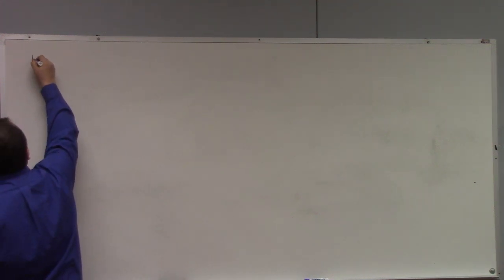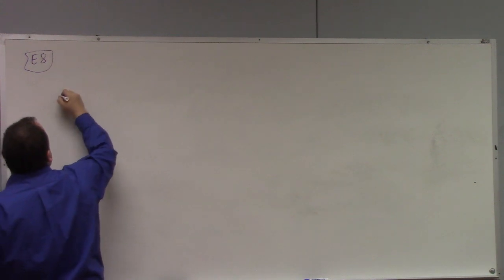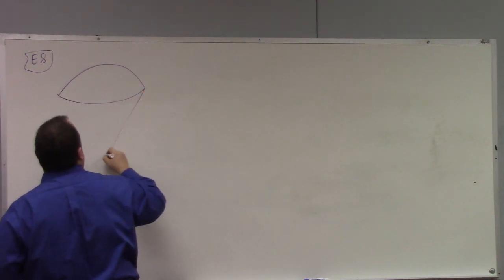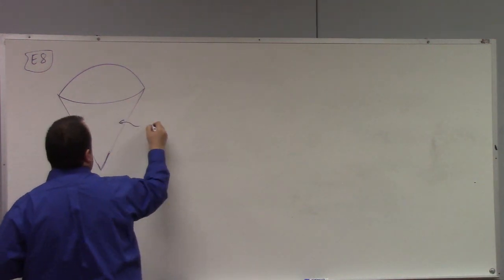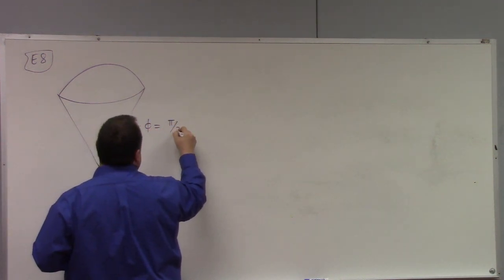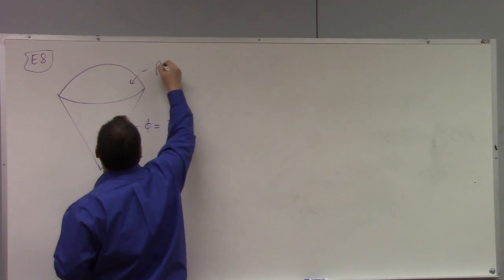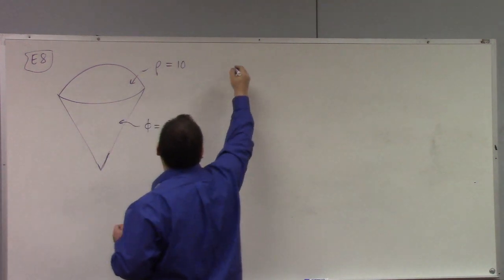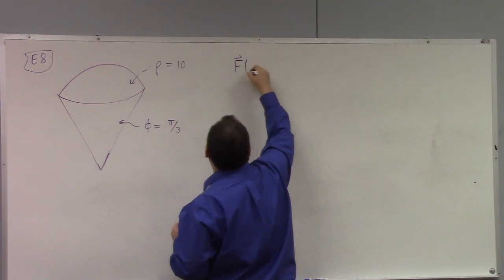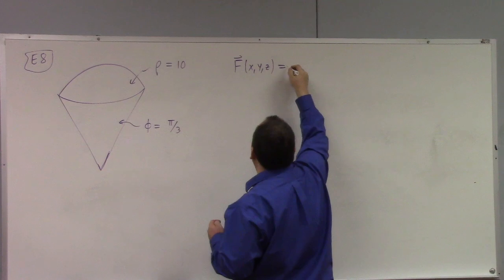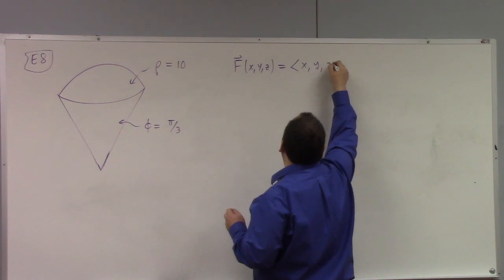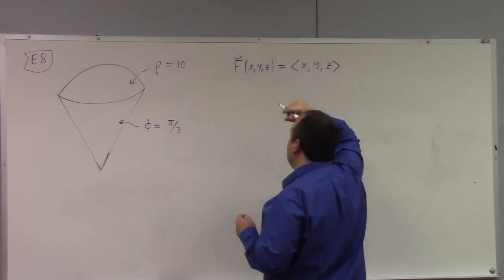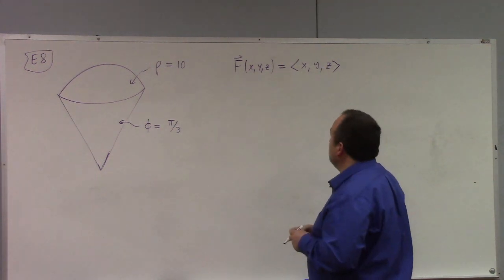But one last problem here, and then we'll be done for today. Example 8. Suppose we've got the snow cone. And let's suppose that this is phi equal to pi over 3, and this is rho equals 10. Let's calculate the flux through the snow cone of the vector field F of x, y, z equal to, let's do (x, y, z). That should suffice.